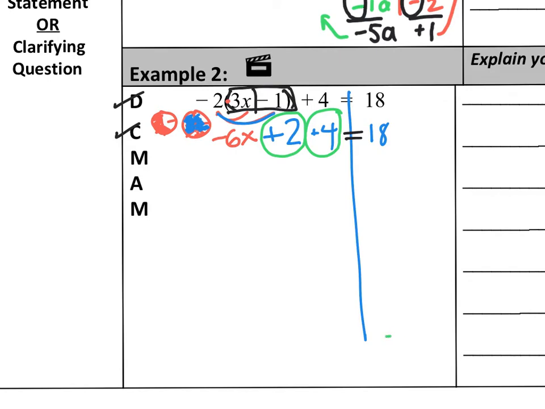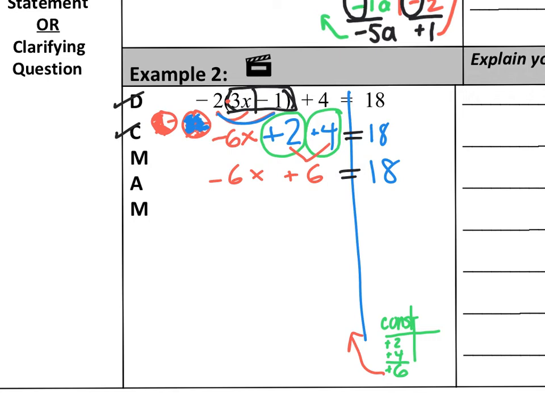So let's go down to the bottom. And I don't have any variables. I just have a constant. So I actually only need one table. I have a positive 2 and a positive 4. Together, they're the same sign, so positive 6. Okay, so let's rewrite this whole thing. We have a negative 6x. Now I have a positive 6. These combine to give you positive 6. I still have my equal sign, and I still have 18.